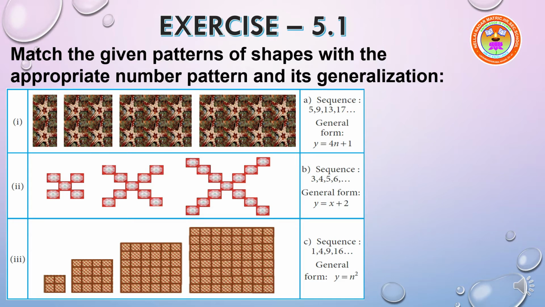Next, we'll move on to the third one. First, we have 4 boxes. Second step, there are 16 boxes. In the third step, there are 36 boxes. And in the fourth step, there are 64 boxes. So, the sequence will be 4, 16, 36, 64, etc. So on my right side, the option is not there. Yes?